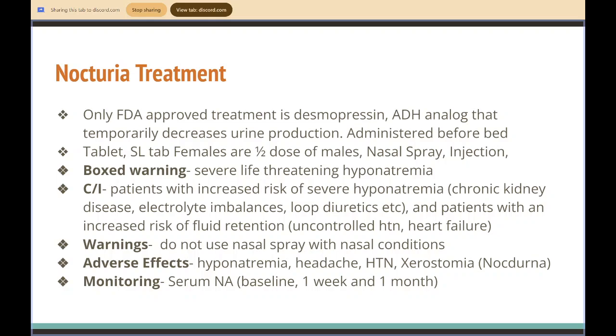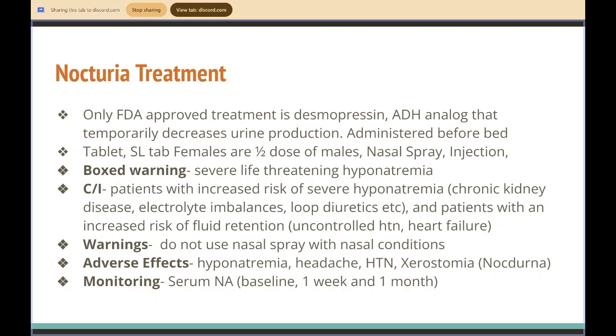And a note about the sublingual tabs, the female dose is half of the male dose. Box warning is severe, life-threatening hyponatremia. Hyponatremia is low sodium just in case. Contraindications for desmopressin are going to be patients with an increased risk of severe hyponatremia. A few causes are chronic kidney disease, electrolyte imbalances, and loop diuretics.